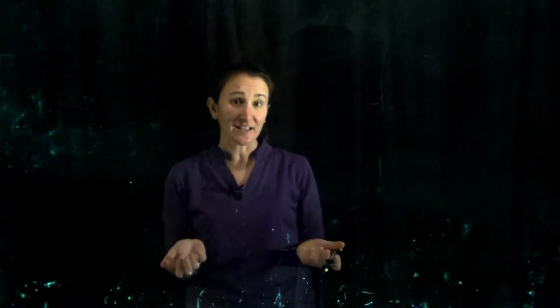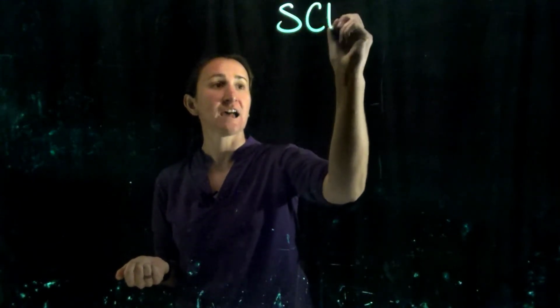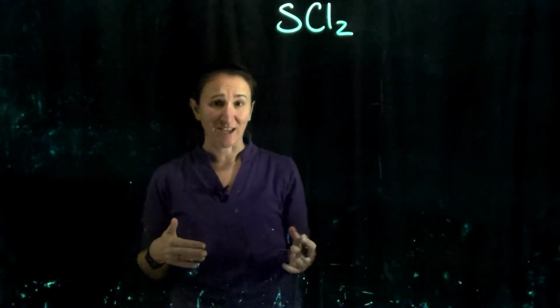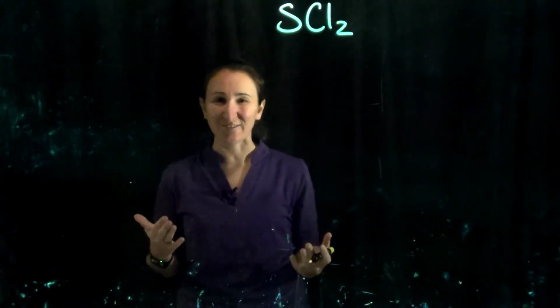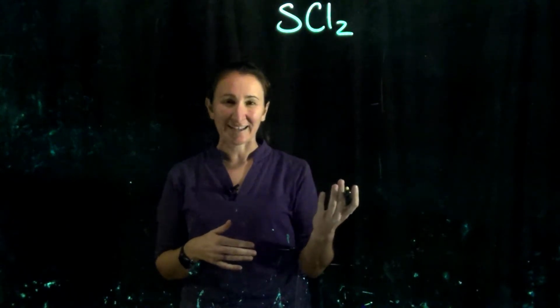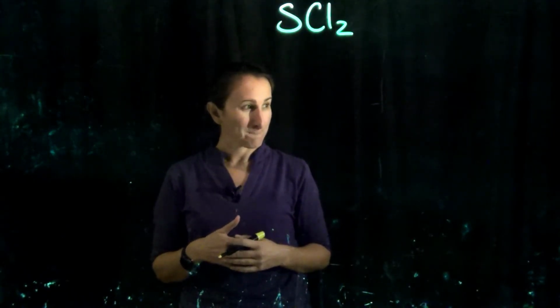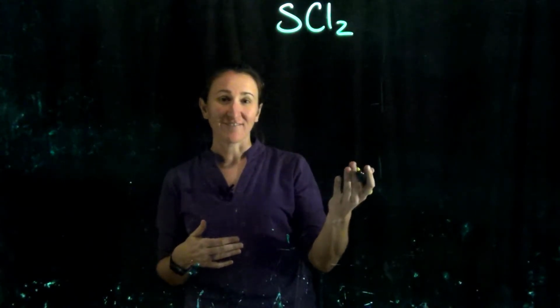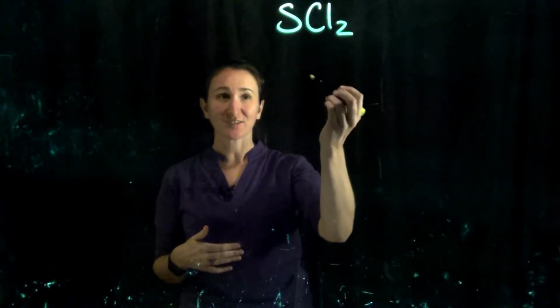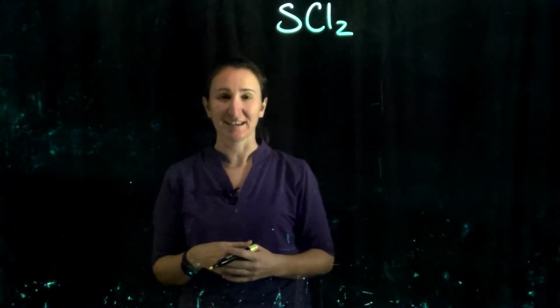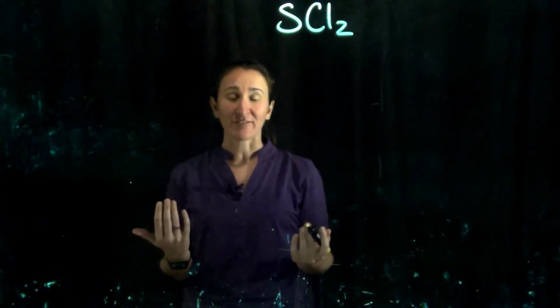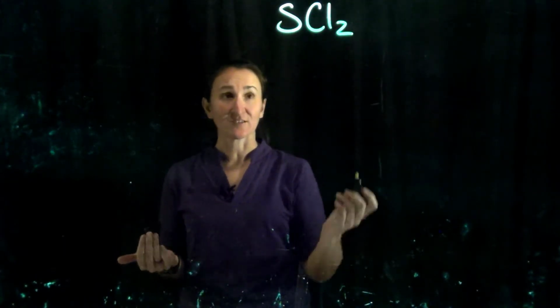Alright, so the first one that we'll work on today is sulfur dichloride. One thing as you're doing these Lewis structures, I do recommend reminding yourself of naming. Because these are covalent compounds, you're going to name them with the prefixes within the name. So, sulfur dichloride.